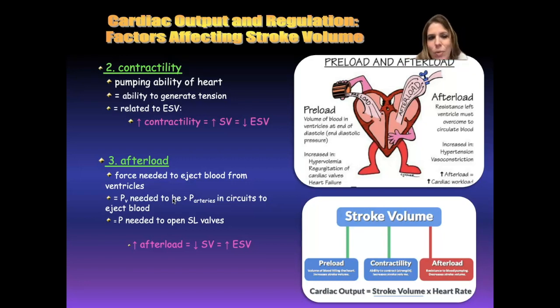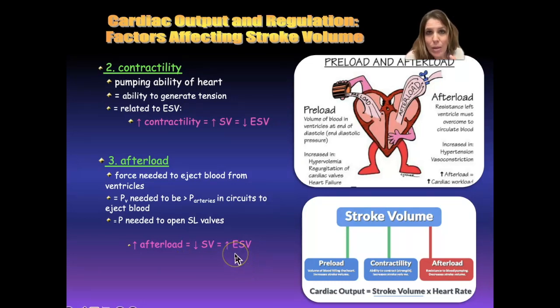So another way of looking at that is the pressure that's needed in the ventricles to overcome the pressure in the great vessels in order to open those SL valves so the blood can go in. So as you increase the afterload, in other words, as you increase the force that's needed for the ventricles to overcome those SL valves and open them up, that also correlates to a lower stroke volume and a higher end systolic volume.